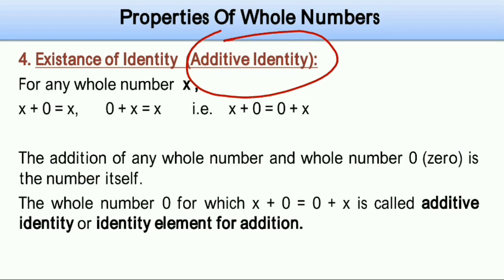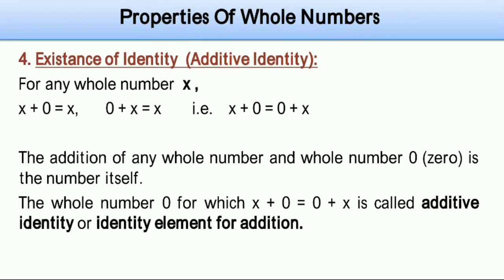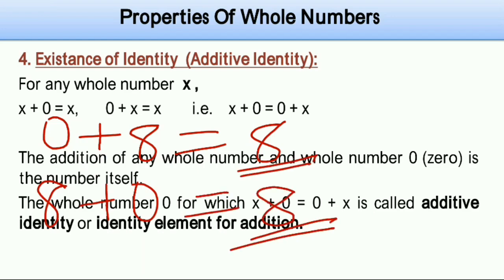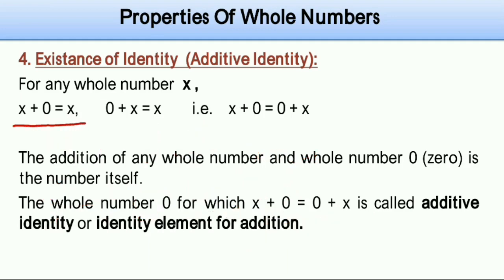What does it say? One thing you can observe is that if you add any whole number to 0, or 0 to any whole number, suppose I add 8 to 0, what will you get? 8 only. Here I have added 8 to 0, or I will add 0 to 8. In each case we will get the number itself. It means we can say that x plus 0 is equal to x, or 0 plus x is equal to x.